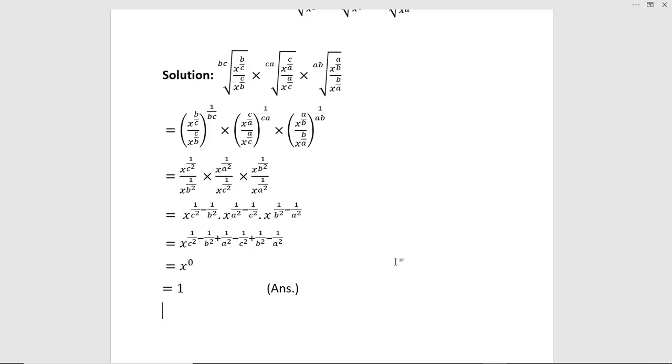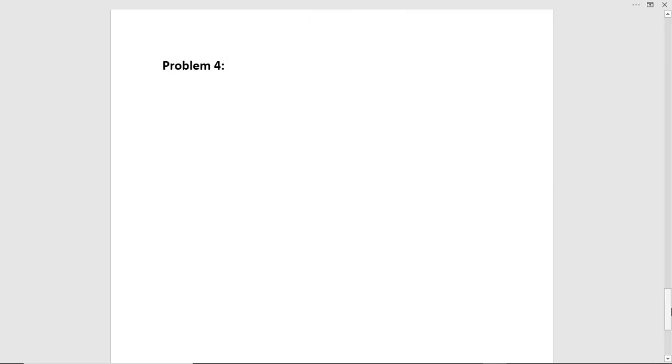Sometimes it is given to prove that this expression is equal to 1. Sometimes it is given as simplify the terms. Whatever you have, you can solve this kind of problem very easily. So let's start another problem.